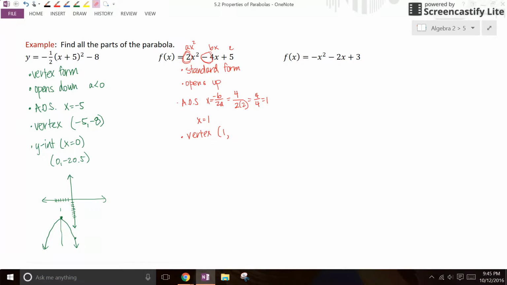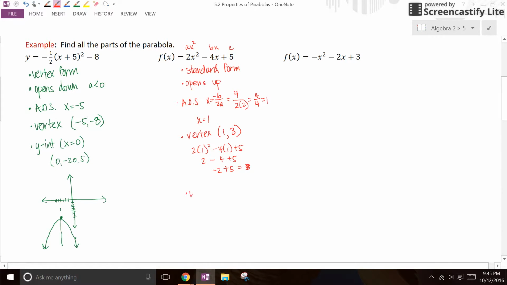And what is that something? Well, it depends. What do you get when you plug a 1 in? When I plug a 1 in, I get 2 times 1 squared minus 4 times 1 plus 5. What is this? 2 minus 4 plus 5. 2 minus 4 is negative 2, plus 5 is 3. So I know the vertex is 1, comma 3.